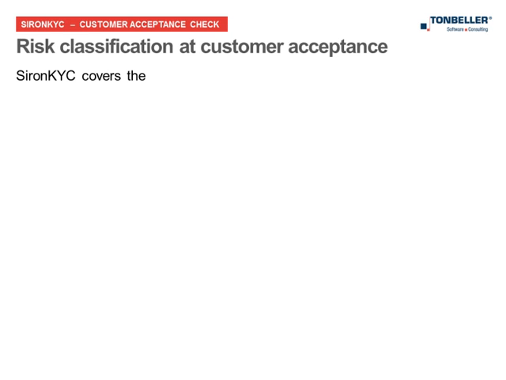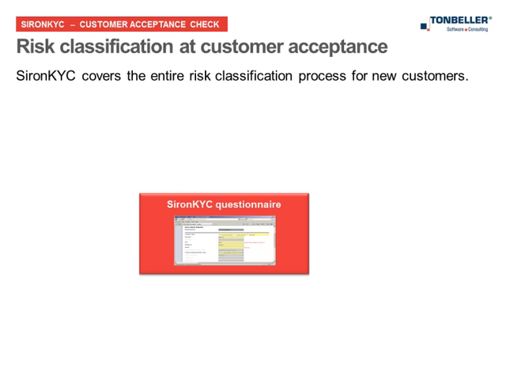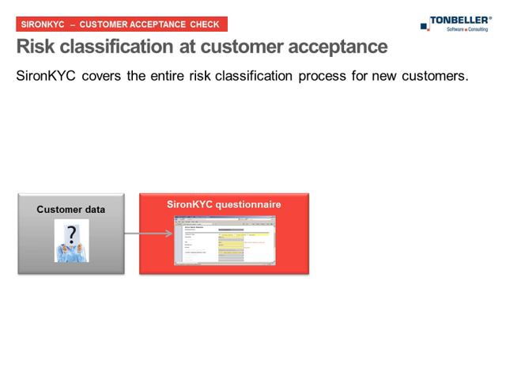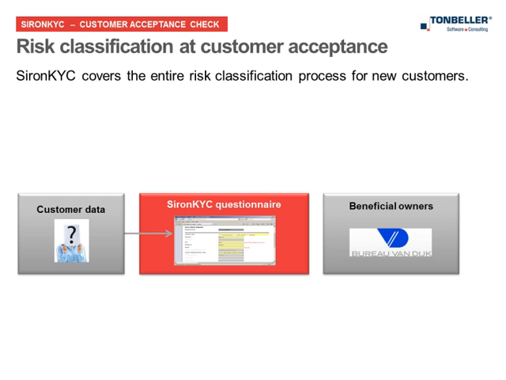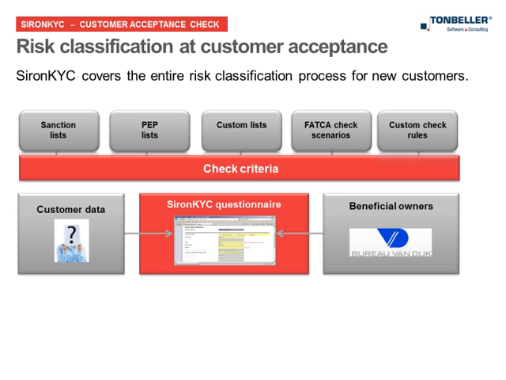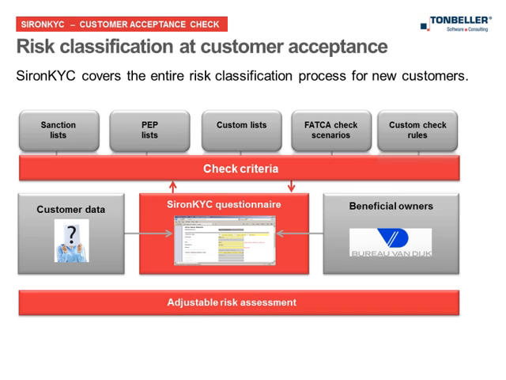Siron KYC covers the entire risk classification process for new customers. The questionnaire data provides the basis for the new customer check. The optional interface to the Orbis database of Bureau van Dijk detects beneficial owners automatically. The check of the data and the initial risk assessment of the potential customer is mostly automatic. It results in the acceptance or rejection of the customer.